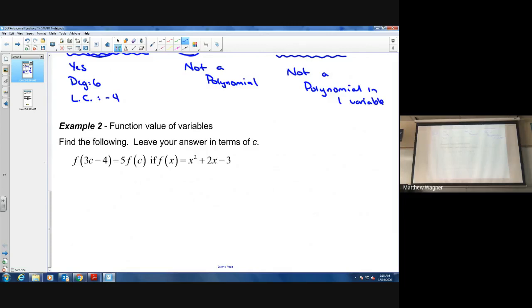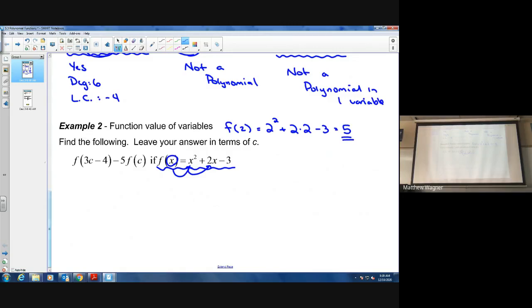Second part of the day is going to be looking at evaluating functions, all right, or evaluating polynomials. So we're told f of x is this polynomial x squared plus 2x minus 3. All right. If you remember back to function notation, if I just said f of 2, that would be 2 squared plus 2 times 2 minus 3. So we're just plugging in 2 wherever we see an x. So we have 4 plus 4 is 8, minus 3 is 5. So the function's value at 2 is 5.